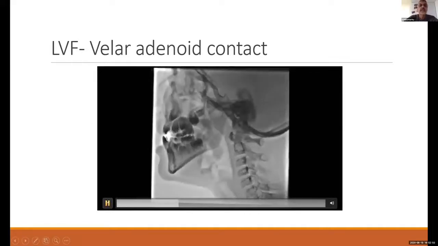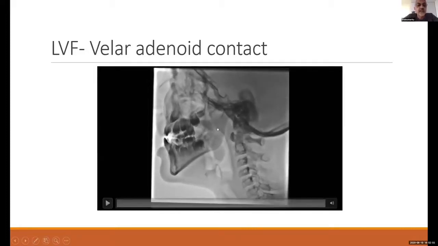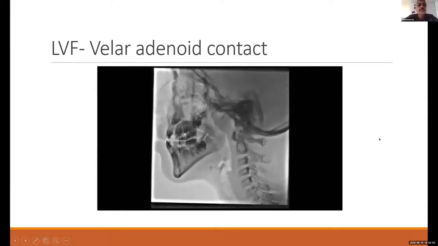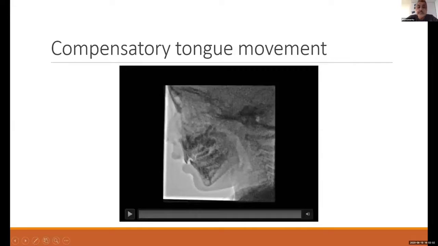Okay, so that's a thick adenoidal pad. We should appreciate that it is there and make sure it stays as long as it is physiologically required. Next slide, please. And then this is compensatory tongue movement. Just watch how the soft palate moves here.